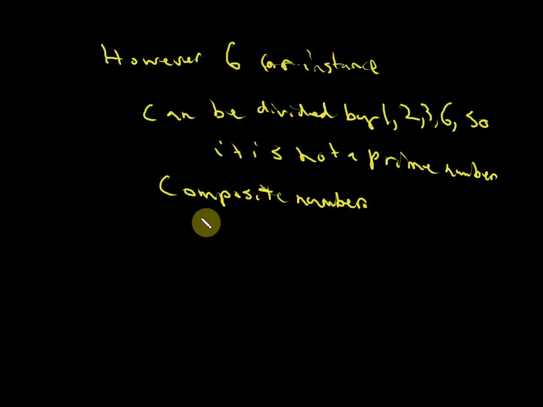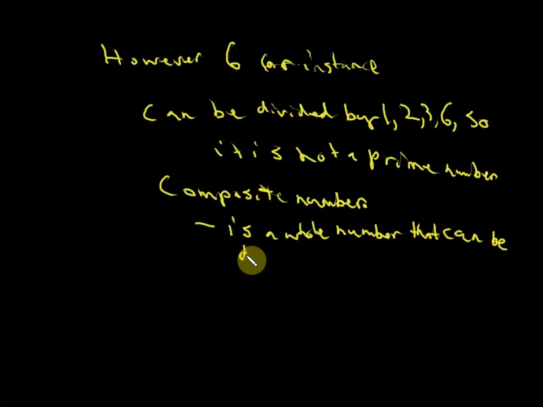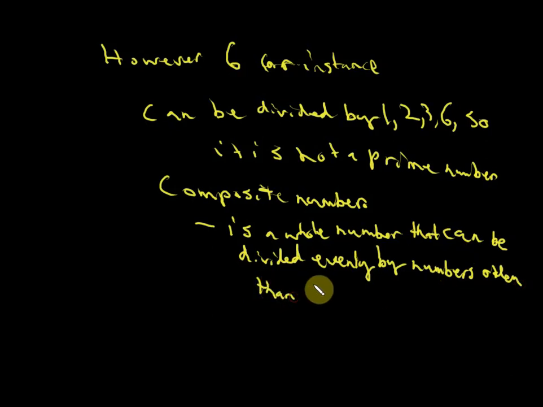And so the composite number is a whole number that can be divided evenly other than 1 or itself.